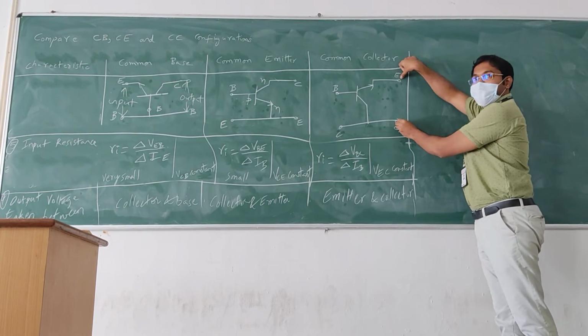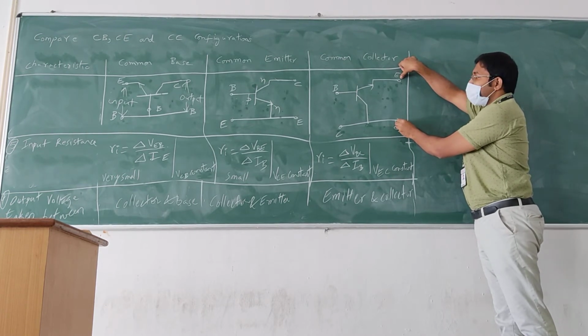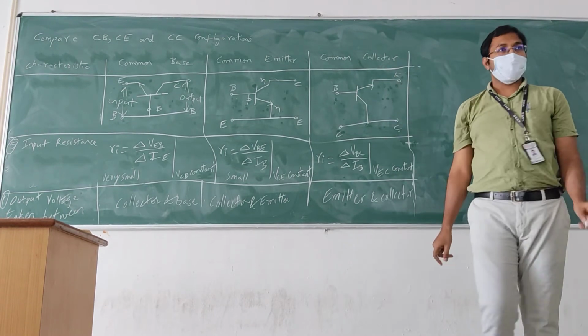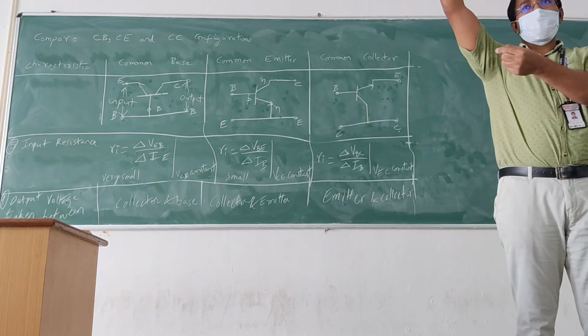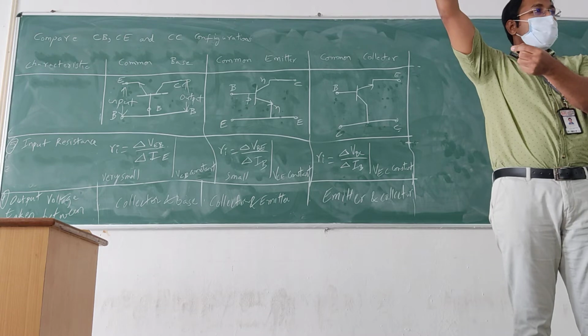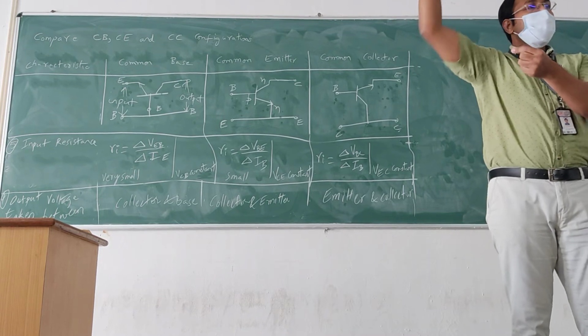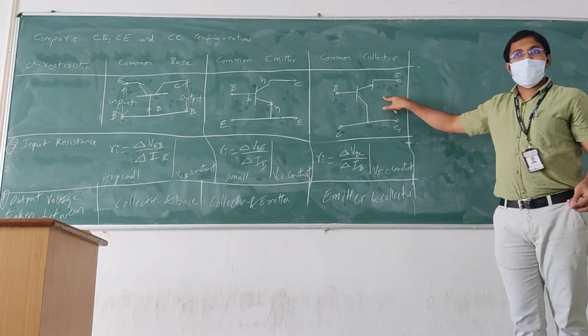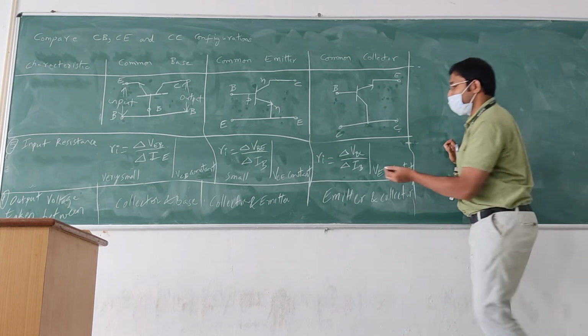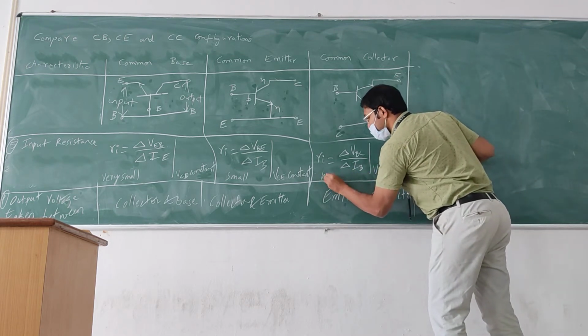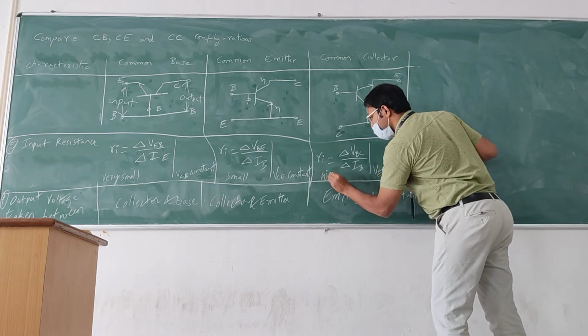From here to here, we are obviously coming across a reverse bias junction. From the entire emitter to collector, there is a forward bias junction and there is a reverse bias junction. So together, the resistance in this case will be high.